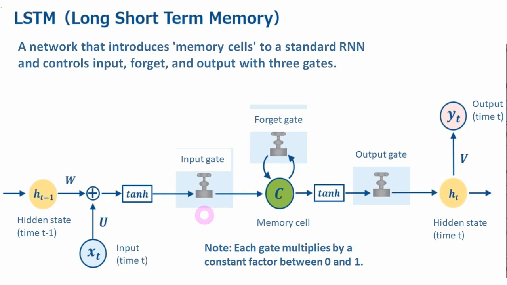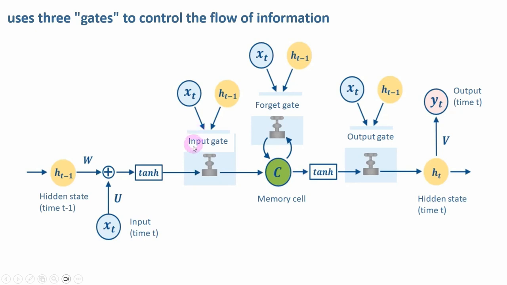Next, let's look at how each gate works in detail. Each gate in an LSTM has multiple inputs. It's controlled by the state of the hidden layer. For example, let's look at the input gate. It takes 2 things: the current input vector xt and the previous hidden layer state h, t-1.